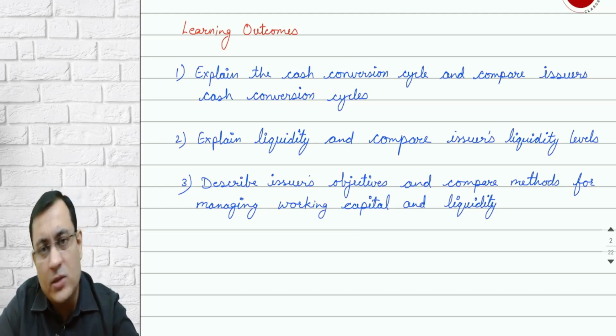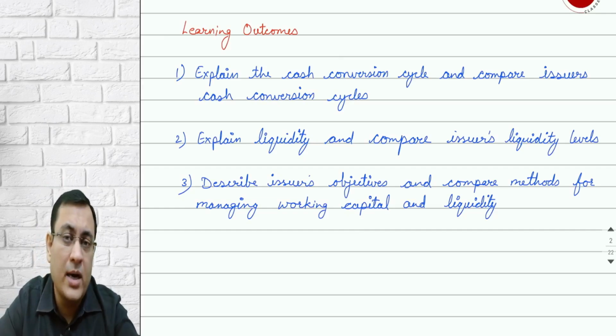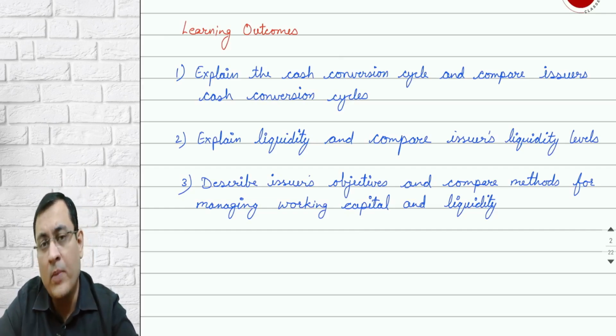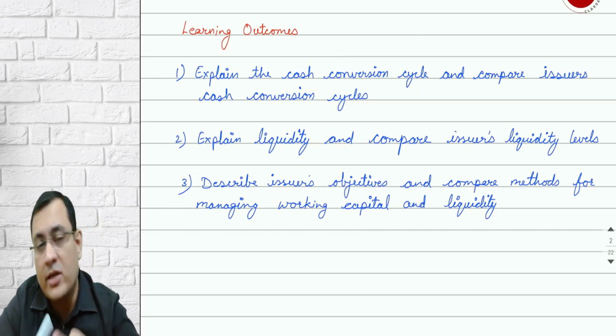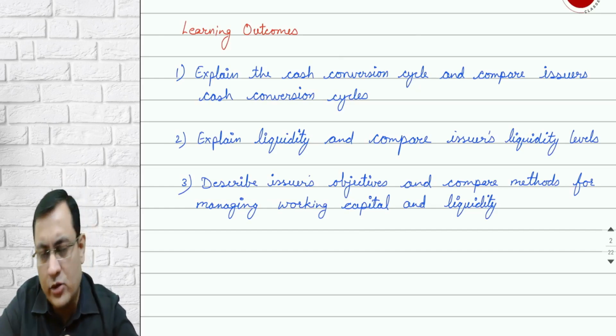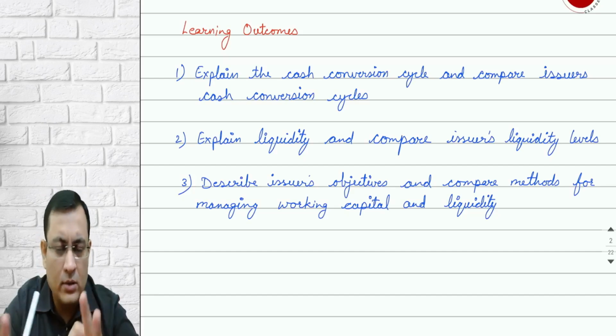And what are the measures of liquidity? The absolute measures are cash flow from operations and free cash flow for equity and debt, and the last three are relative measures: cash ratio, quick ratio and current ratio. So we have already done these topics in the last video. So now we are going ahead.